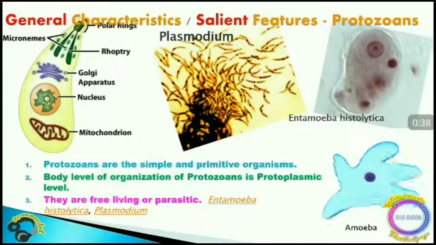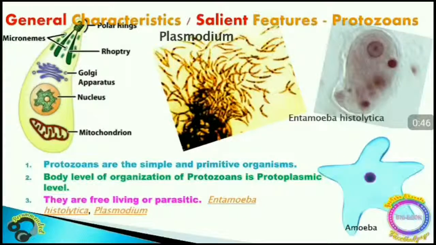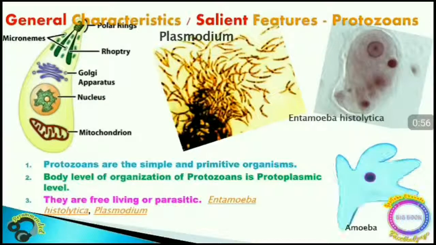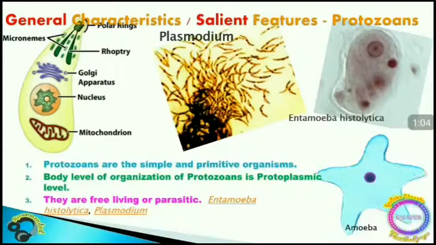organisms. The body level of organization of protozoans is protoplasmic. These single cellular or primitive organisms are going to have the protoplasm as their body level of organization. But when you compare this with the multicellular, the body level of organization is going to be with the organs, but here it is not so.